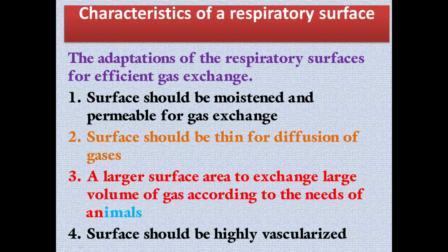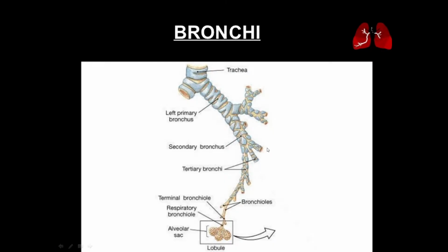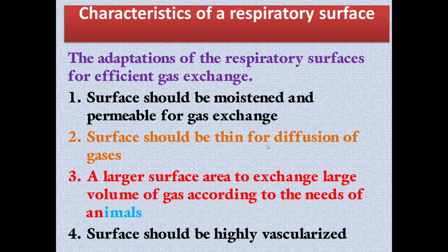Children, if you consider the respiratory surface of any organism, these respiratory surfaces are well adapted for the efficient exchange of gas. Whatever the organism, the respiratory surfaces are well adapted for this function. The respiratory surface should be moistened and permeable for gas exchange. When it is wet, the gases can easily get dissolved in it and be retained until they diffuse in or out. And the respiratory surface should be permeable for gas exchange.